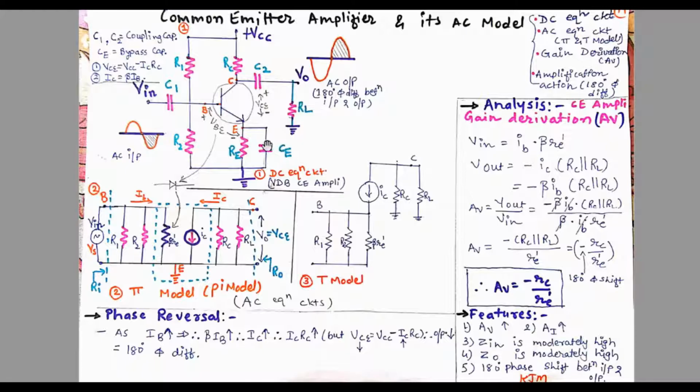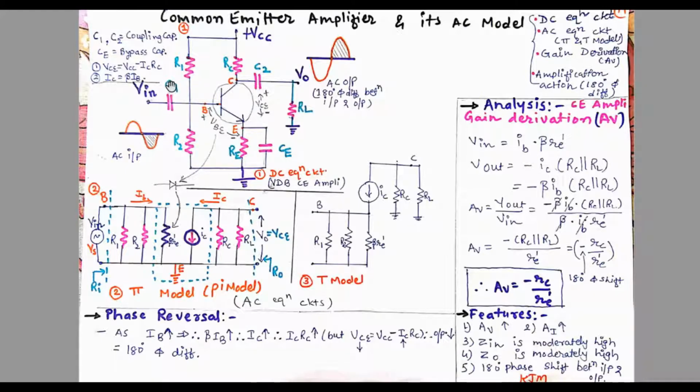See, this is the CE capacitor. It is denoted by CE. It is known as the bypass capacitor. Look at this. I have written here the name of the CE capacitor, that is bypass capacitor. Now what is the function of C1?